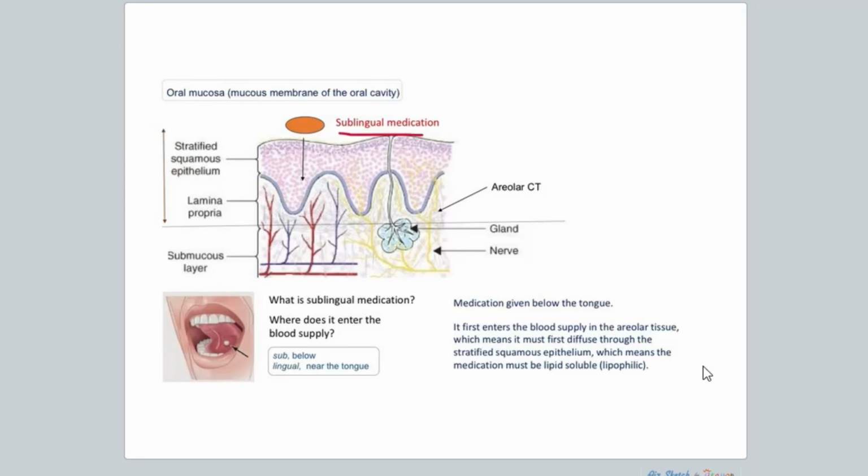There's such a thing as sublingual medication. Sublingual medication is something you take under the tongue. And where do you want that medication to go? It's not a topical medication. Well, it's applied topically, I guess, but we want that medication to actually get into the blood supply. So where's that going to happen? You take this medication, it's going to dissolve, it has to be lipid soluble. Is it going to enter the blood in the stratified squamous epithelium? It's not. It has to go down into the lamina propria to be able to reach this blood supply here. And that's the point I wanted to make here.